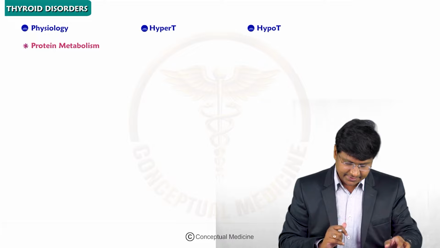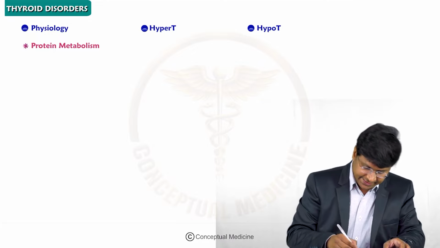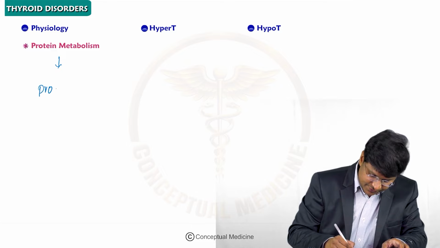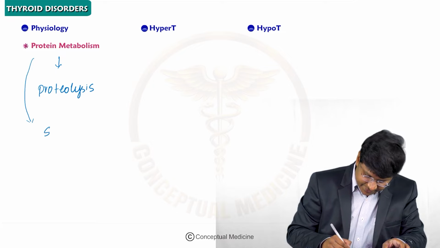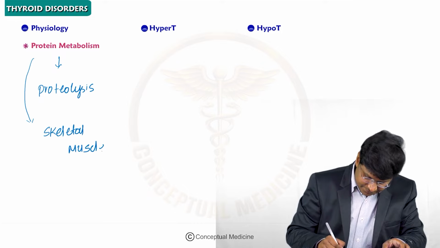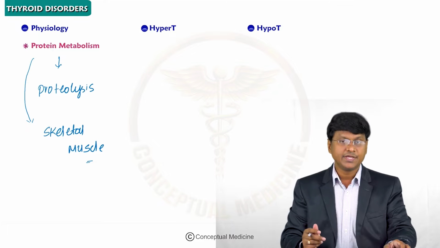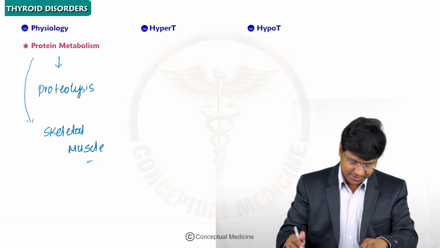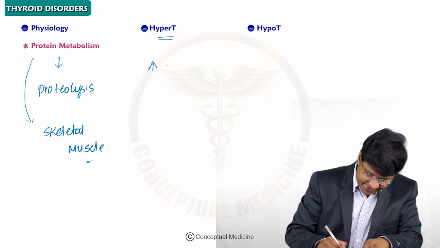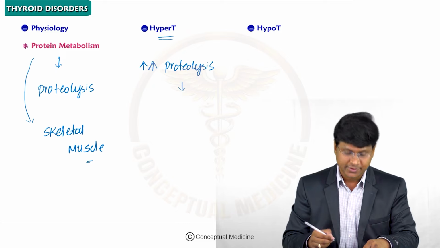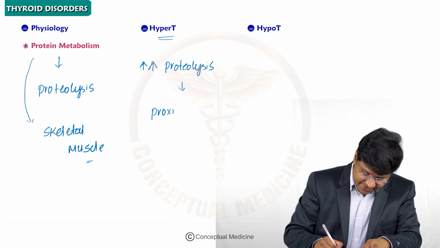Now, followed by that, you take the protein metabolism. Thyroid hormone will cause proteolysis. And where are the proteins which are present in our body? They are present within the skeletal muscle, right? So in hyperthyroidism and hypothyroidism, what will happen? In hyperthyroidism, there is excessive proteolysis, right? Because of excessive proteolysis, the individual will have proximal muscle weakness in patients with hyperthyroidism.